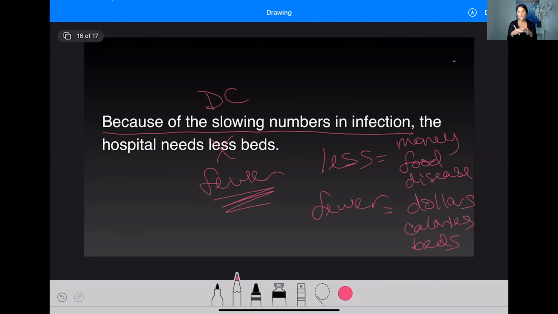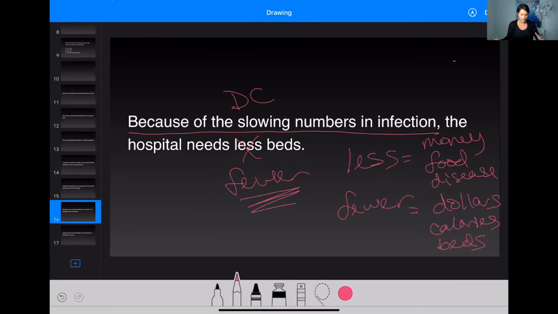Less goes with things you cannot quantify. Fewer goes with things that you can actually look at and count, okay? You should use fewer plastic bags when you go grocery shopping, or I'd like to use less plastic overall. Hopefully that makes sense. You will see people doing that.